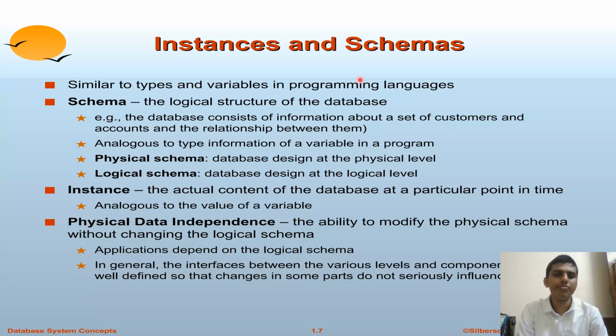Instances and schema. Similar to the types and variables in programming languages, schema means the logical structure of the database. For example, a database consists of information about a set of customers and accounts and the relationship between them, analogous to type information of a variable in a program. There are two types of schema: one is physical schema, another one is logical schema. Physical schema means database design at a physical level. Logical schema means database design at a logical level.